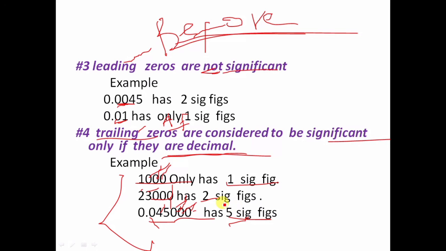Now, dear student, by using these 4 common rules, it is possible to determine exactly the number of significant figures any number has. So enjoy the video and try to solve similar problems by using similar rules.